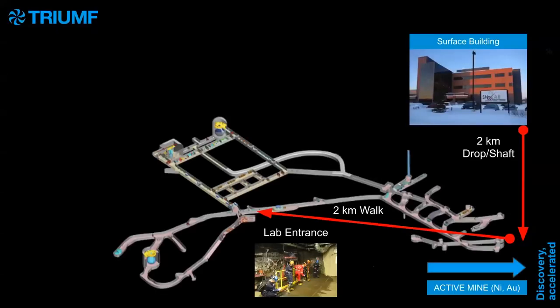So here's the journey the dark matter experiments have to do when they get to SNOLAB. You first get up here, and you take a shaft or an elevator that takes you 2 kilometers underground and drops you around this point of the mine. This is a picture of the mine itself, by the way. These are all the tunnels where the mine was going.